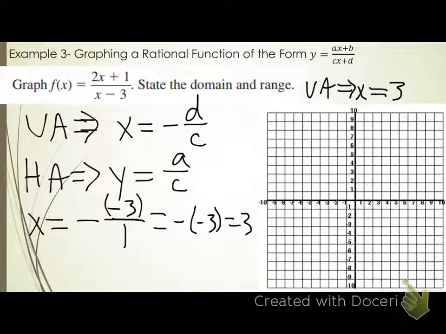Everyone okay with that? So which axis is it crossing, this vertical asymptote? X, yeah, it's got an x in it, so it's crossing the x-axis. Where's it crossing it at? 3. And this is our vertical asymptote, so I'm going to draw a vertical dashed line through that point. There's my vertical asymptote for my function. Everyone got that?